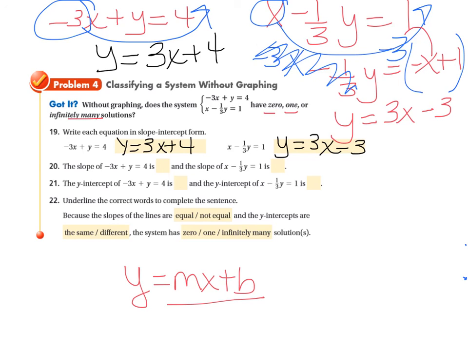So the slope of my first equation is 3, and the slope of my second equation is 3. So my slopes are the same. So I know if I have the same slope, I don't have one solution. My y-intercept in the first equation is 4. My y-intercept in the second equation is -3. So the slopes of my lines are equal, and the y-intercepts are different. So if slopes are equal and y-intercepts are different, that means I have two parallel lines, and I have 0 solutions.